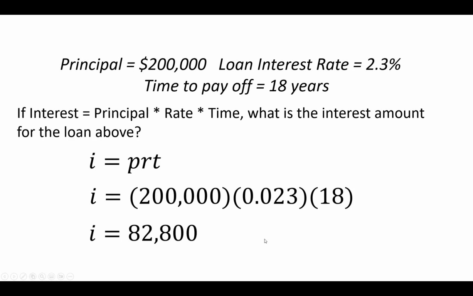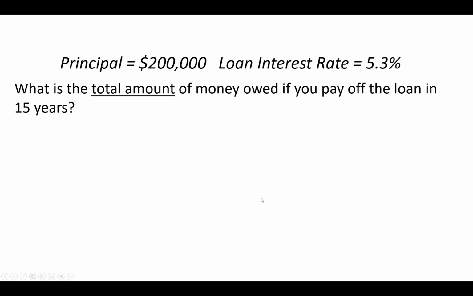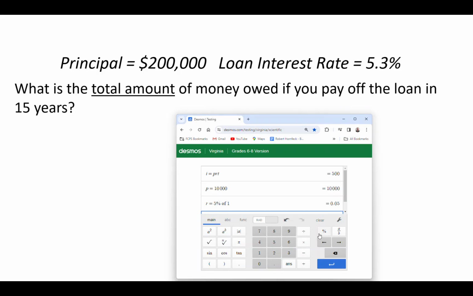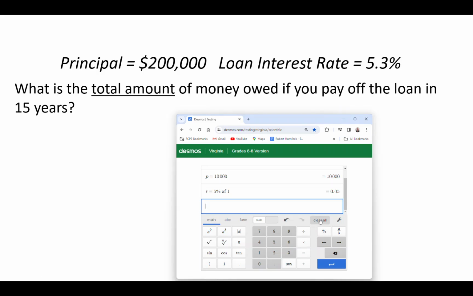Okay, so we're going to keep going here. So now, here's another problem where we're borrowing 200,000 again, and then your interest rate is 5.3%. Now, it doesn't give the time up here, but it says what's the total amount of money owed if you pay off the loan in 15 years. I'm going to show you how to do Desmos with this. So I'm going to clear the whole thing.